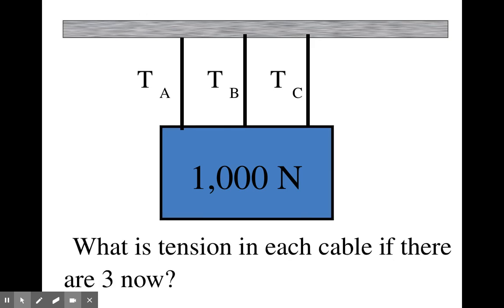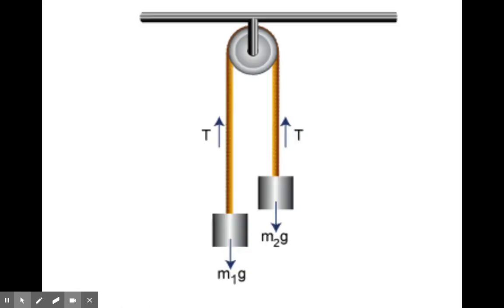What would be the tension on each cable if there is now three? Well, 1,000 newtons, we'd do what? We'd split it three ways. So our answer would be about 333.3 continuing newtons, or we just say 333 newtons each. But they would all add up. That's pretty easy when they're straight up and down.